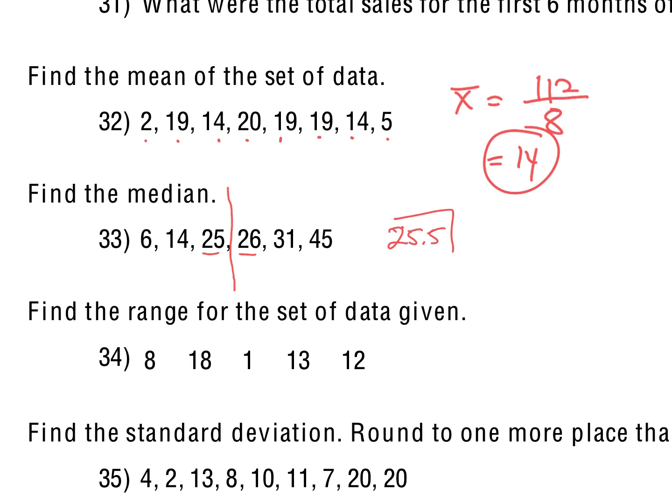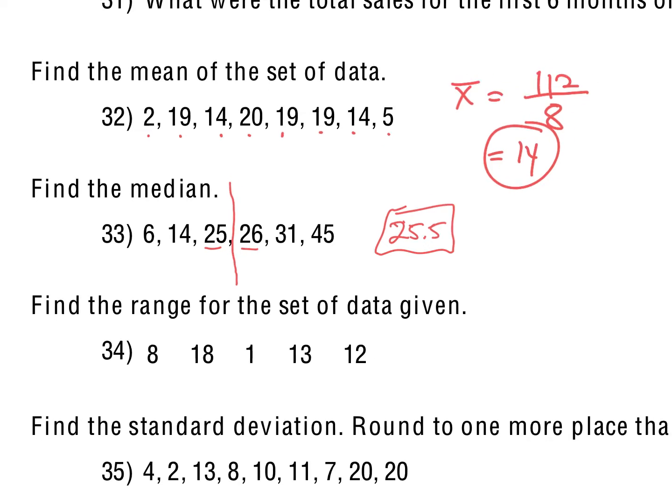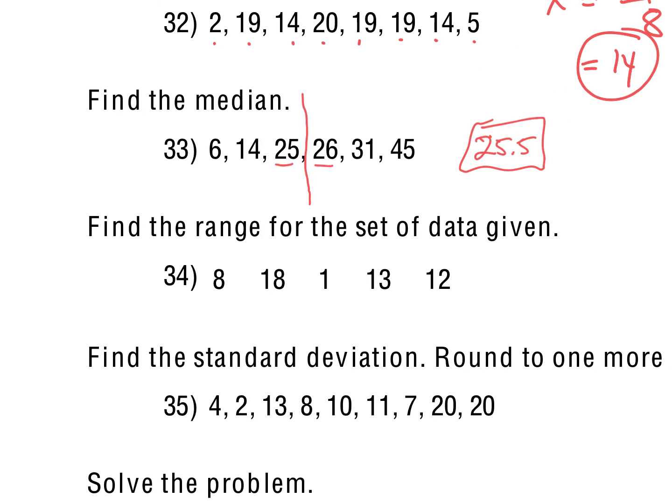That's the median. Find the range. The range is the max minus the min. So the max is 18, the min is 1. So the range is 18 minus 1, which is 17.